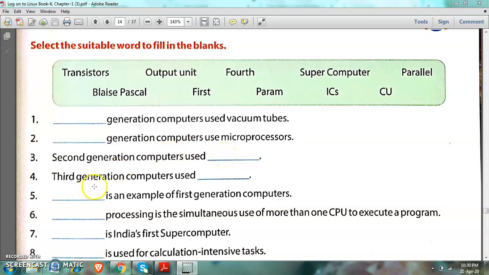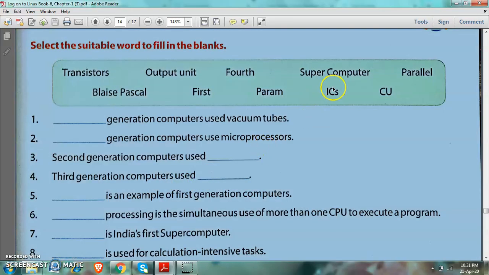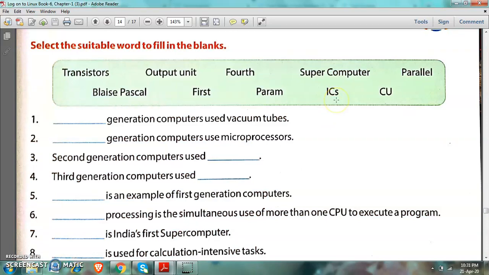Fourth is third generation computers used dash. Third generation computers used ICs. So ICs, you have to write from here. ICs means integrated chips. Number 5, dash is an example of first generation computer. So here you will write ENIAC. So this is the example of first generation computers.